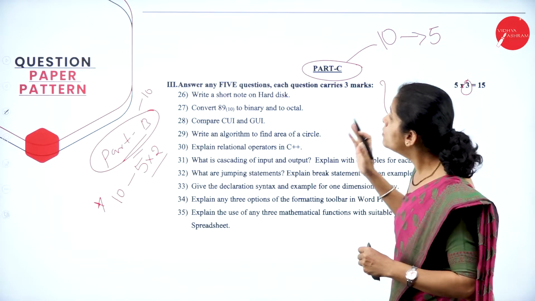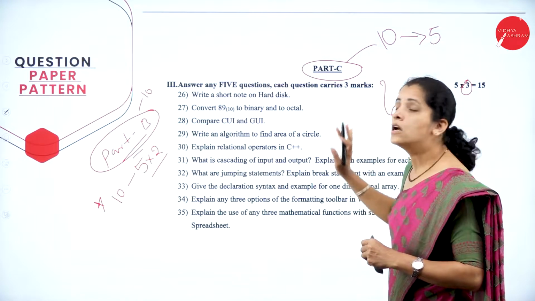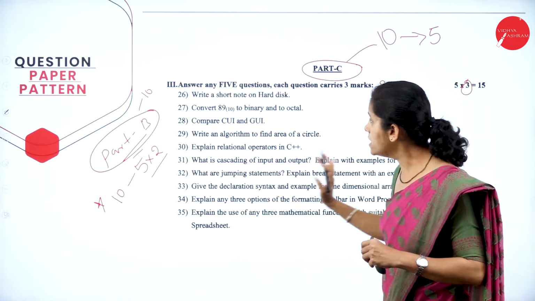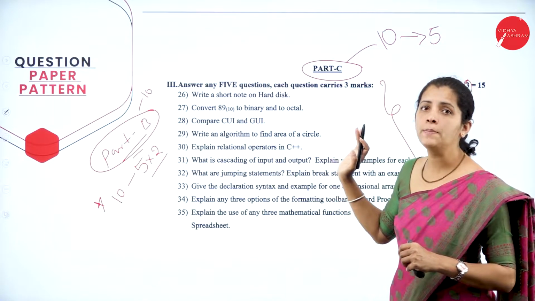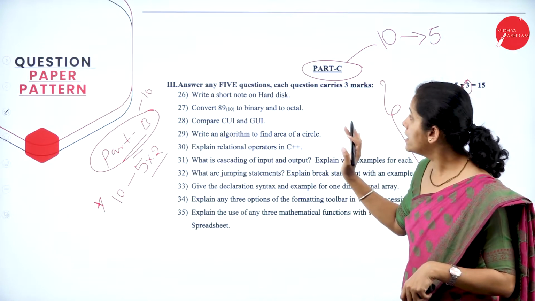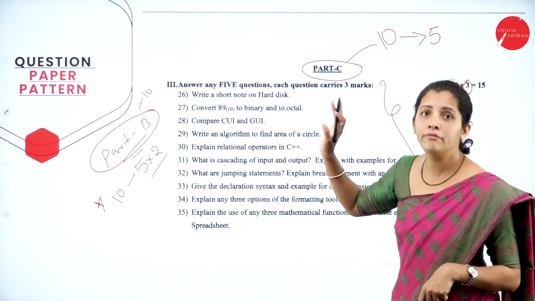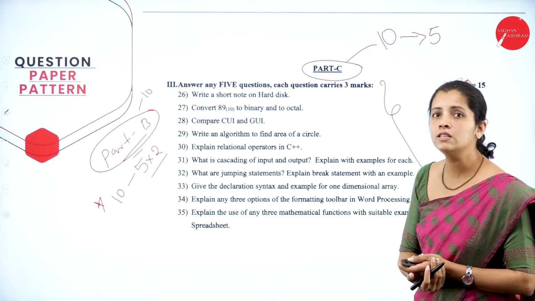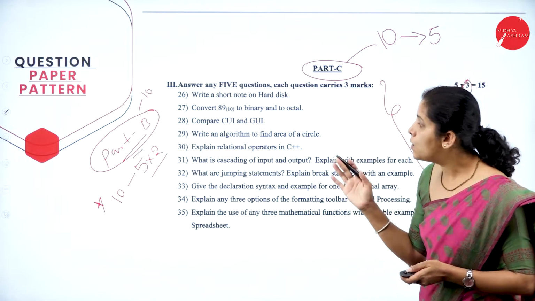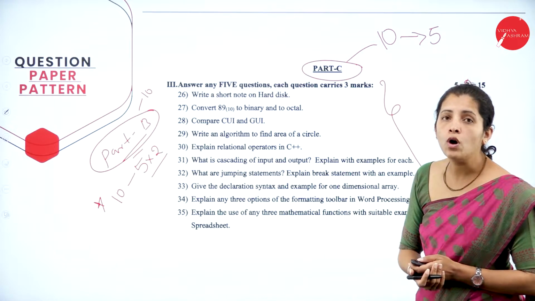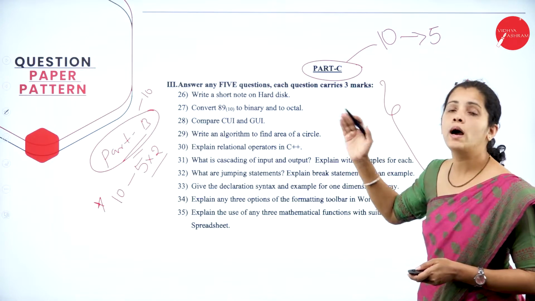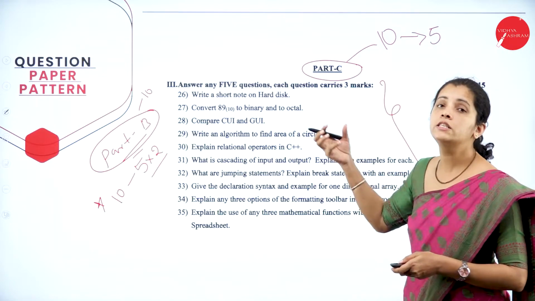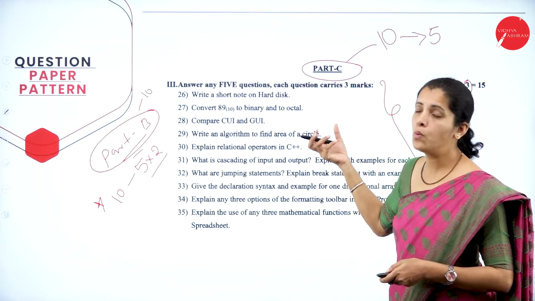That means most of the questions are coming from all 17 chapters and each question carries only 3 marks. And I want to attend only 5 questions under this section. 5 into 3, it is 15 marks. Now, let me solve this section one by one. That means let me answer these questions one by one.